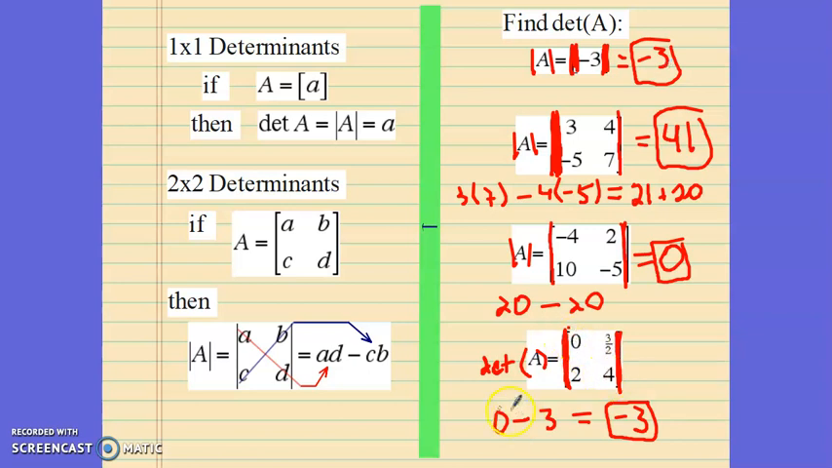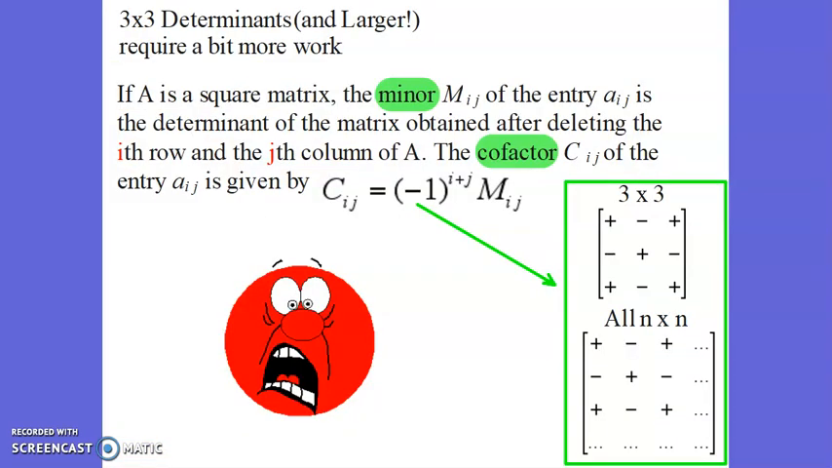So again, 0 times 4 is pretty easy. And then 2 times 3 halves would simply be 3. So again, 0 minus 3 is -3. Again, the reason we reviewed those is finding a 2 by 2 determinant is going to be very helpful when it comes to finding determinants of larger matrices.